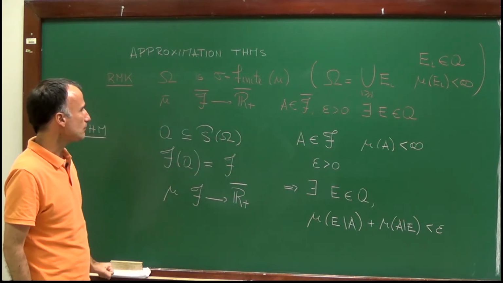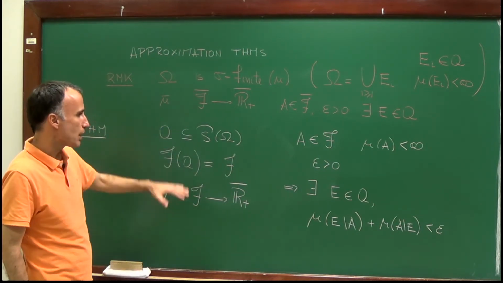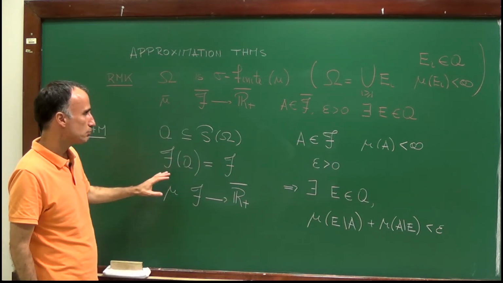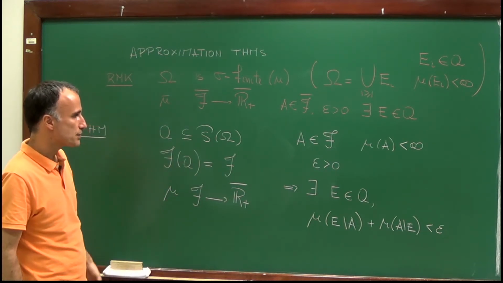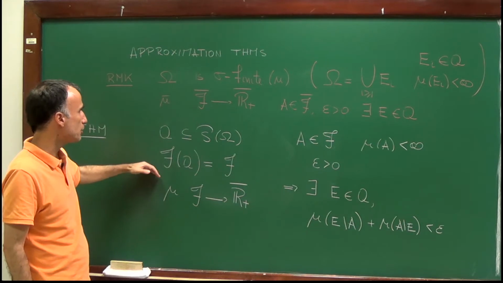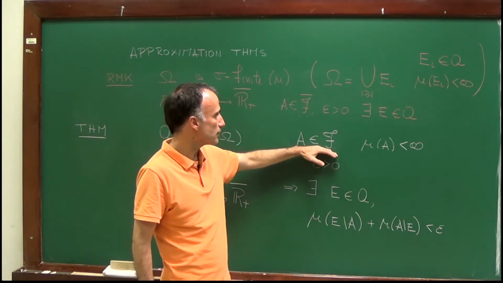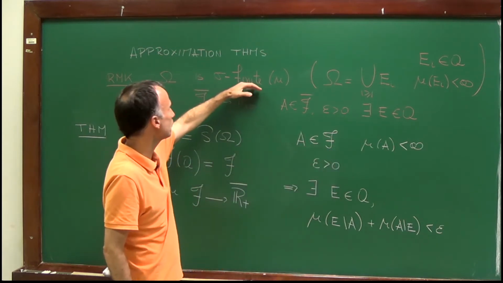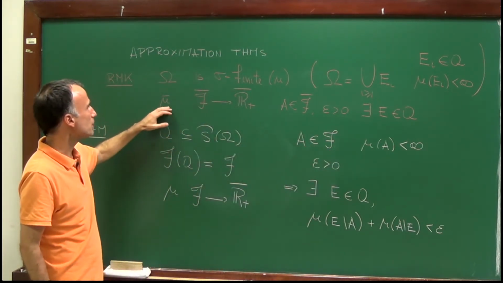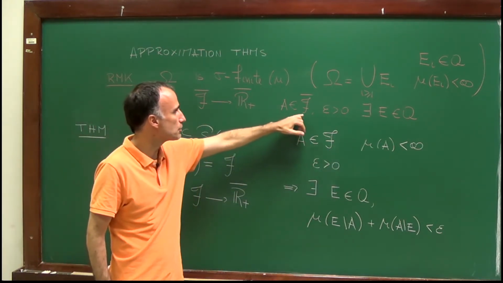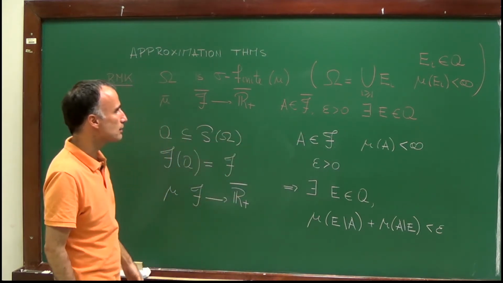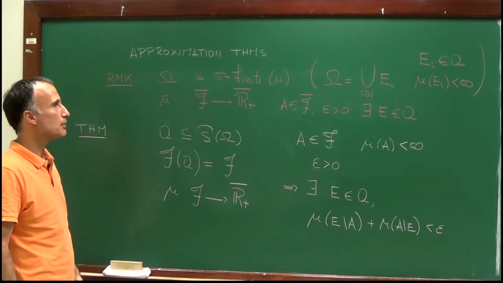So this is why I decided to state this theorem in two pieces, one without this assumption, in which we just approximate sets in the sigma algebra. Then if you have this extra assumption, we can in fact extend this approximation to sets in the completed sigma algebra.